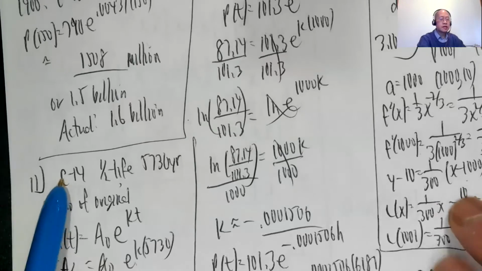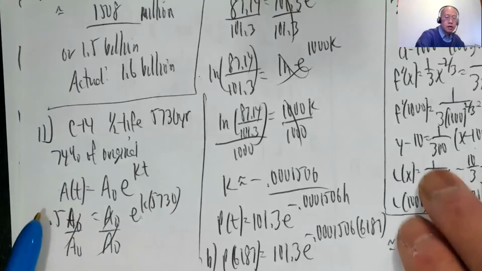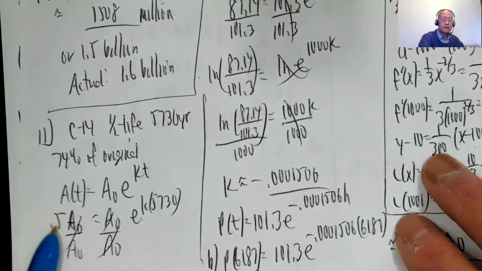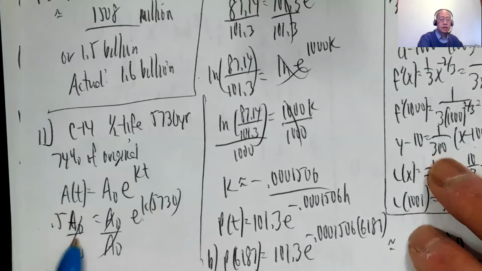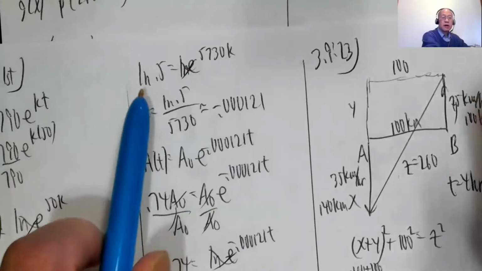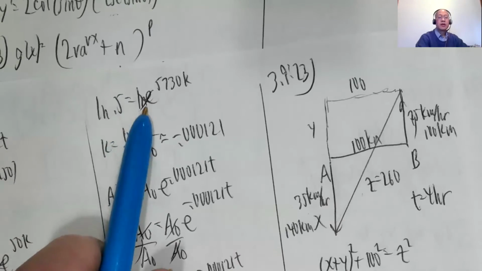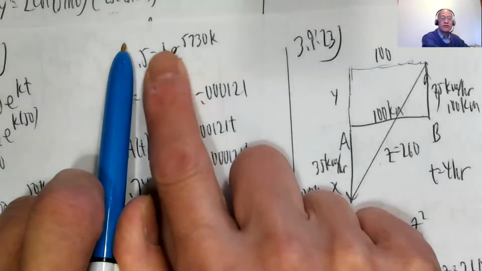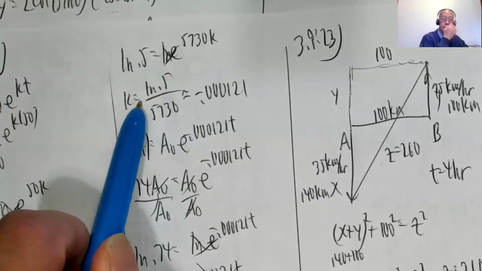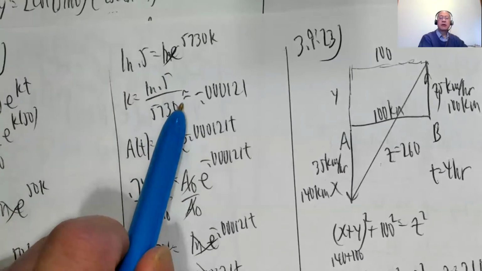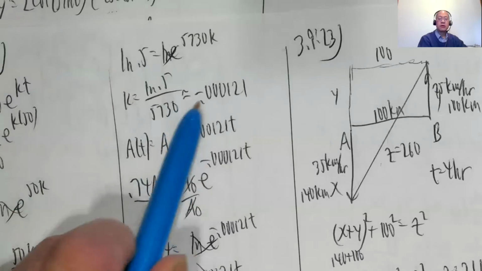Number 11, carbon-14 has a half-life of 5730 years. 74% of the original is left. So half-life means 0.5 A0 equals A0 e to the k times 5730. Divide by A0. You have 0.5 equals e to the 5730k. Take the ln of both sides and divide by 5730. k is about negative 0.000121.